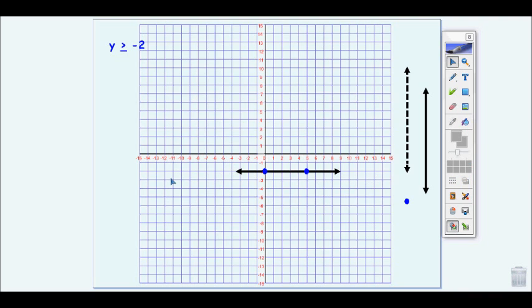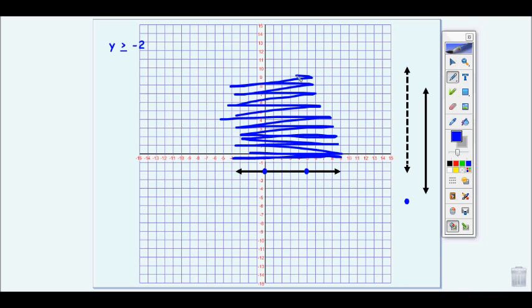And now our last step, we have to consider how we are going to shade this graph. So when we're looking at this graph, I'm going to substitute 0 in for y. And is 0 greater than or equal to negative 2? It is. So the point 0 on the y-axis is going to be part of the solution set. So I want to shade above so that 0 is included in there.